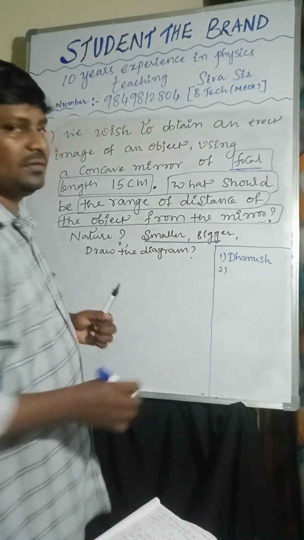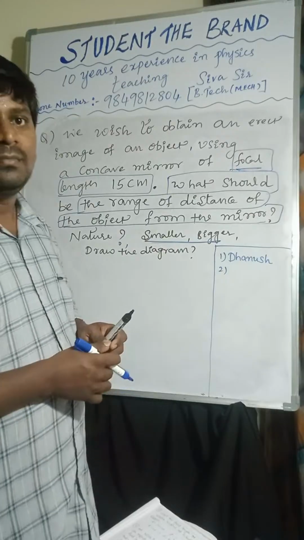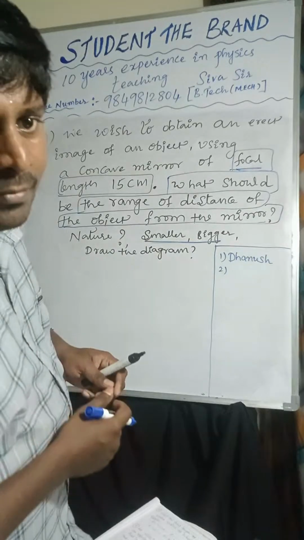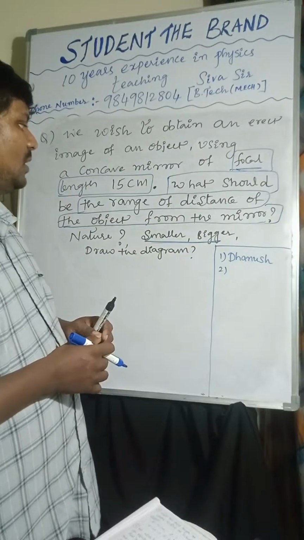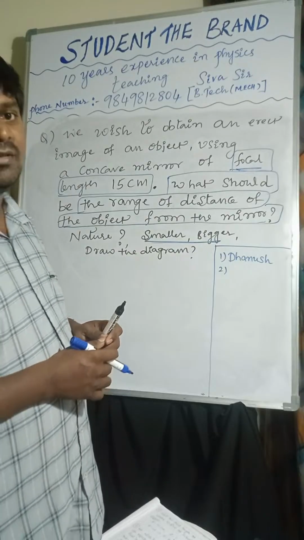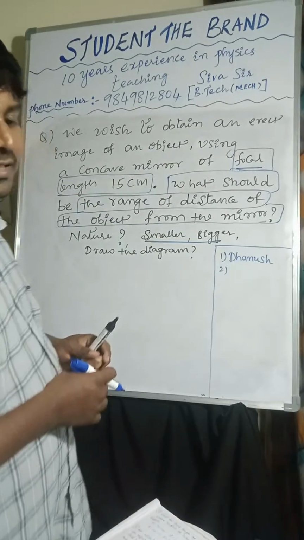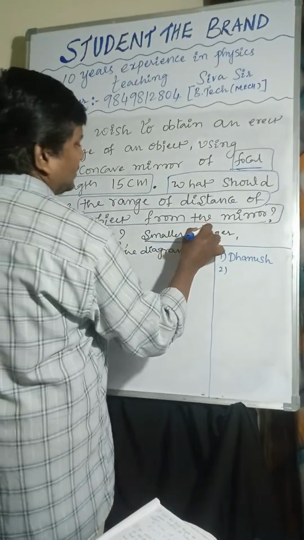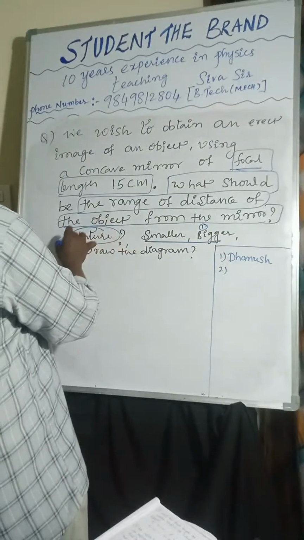Okay, one vote between pole and center. No, not between pole and center. Pole and focus. Between pole and focus, correct. Okay, and one word for bigger: bigger image, erect image. So the nature is virtual erect.